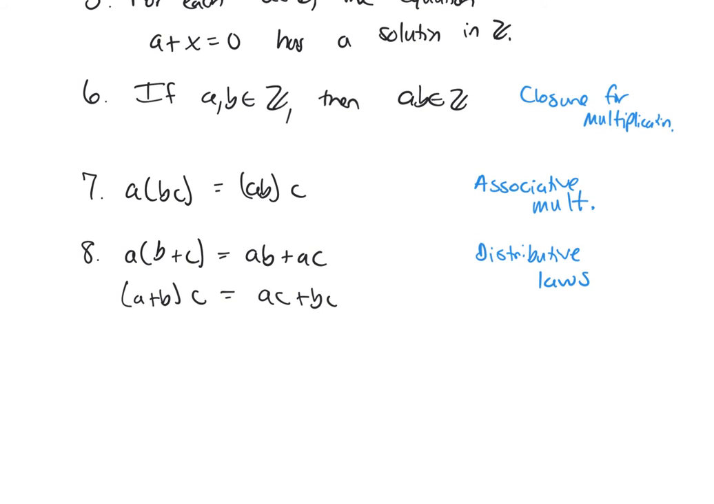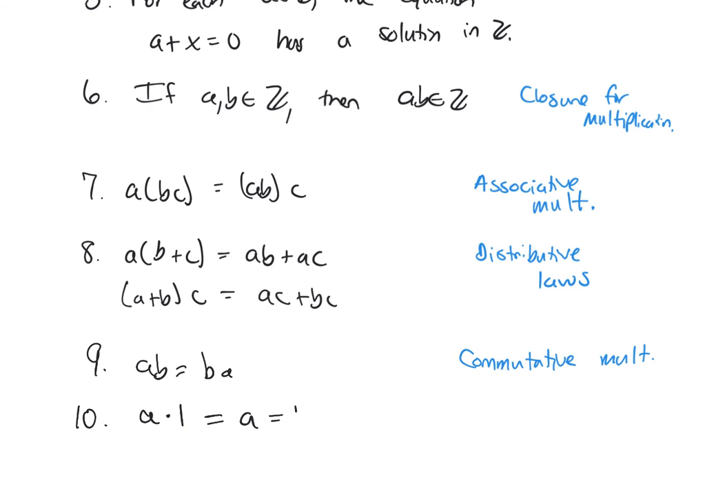The ninth property for integers, when I multiply a times b, it's the same thing as b times a. That's that multiplication is commutative. The 10th property is that a times 1 is a, which equals 1 times a. So this is an identity for multiplication. Multiplicative identity.